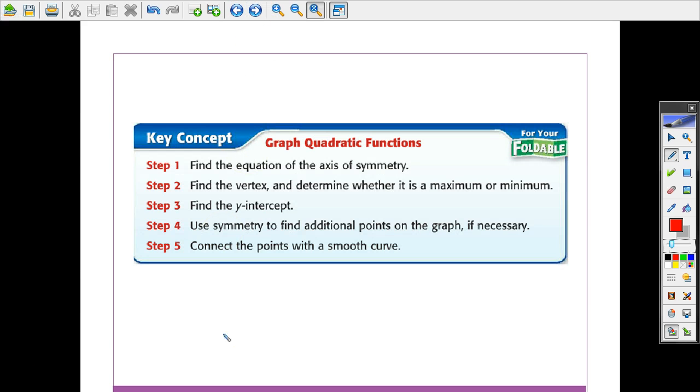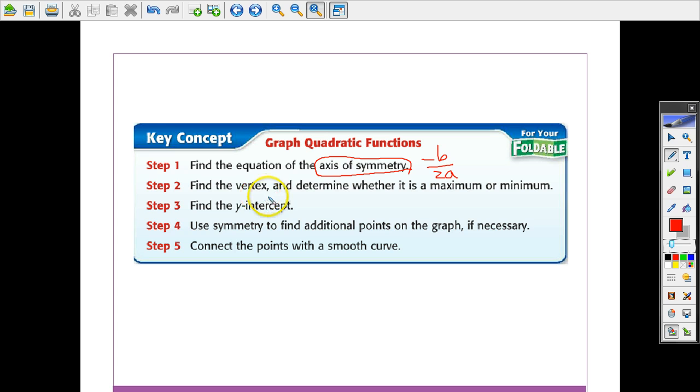Okay, so key concept. These are the steps that you need to look back at if you're trying to graph a quadratic function and you're not sure. Go back in your textbook. This is right out of your textbook. Here are the 5 steps you need to take. First thing, find the equation of the axis of symmetry. Again, axis of symmetry, negative b over 2a. Okay, so that should be an easy one.